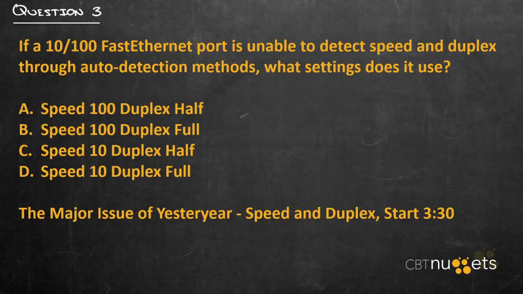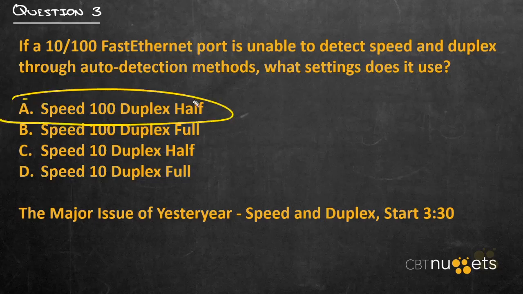Question 3. If a 10/100 fast Ethernet port is unable to detect speed and duplex through auto detection methods, what setting does it use? This is the problem. It is A. Speed 100, duplex half, because the auto detect mechanism was developed in an era when half duplex was the norm.